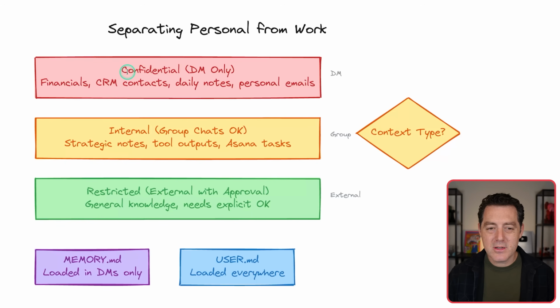So here's what that looks like. Again, confidential only, internal, group chat okay, and restricted external. We have the different types of information for each, and we look at the context type, decide what should go where, and it has worked quite well so far. But again, it's not going to be perfect unless you use deterministic code. And even then, of course, you're susceptible to bugs.